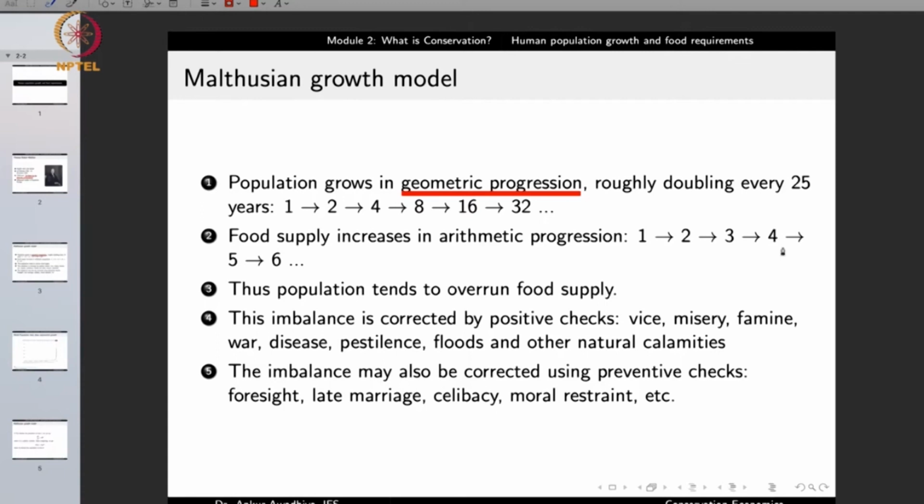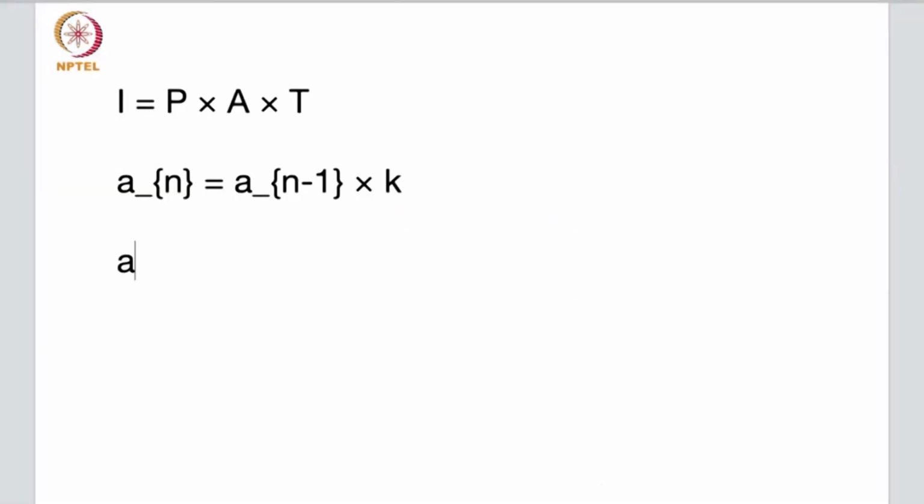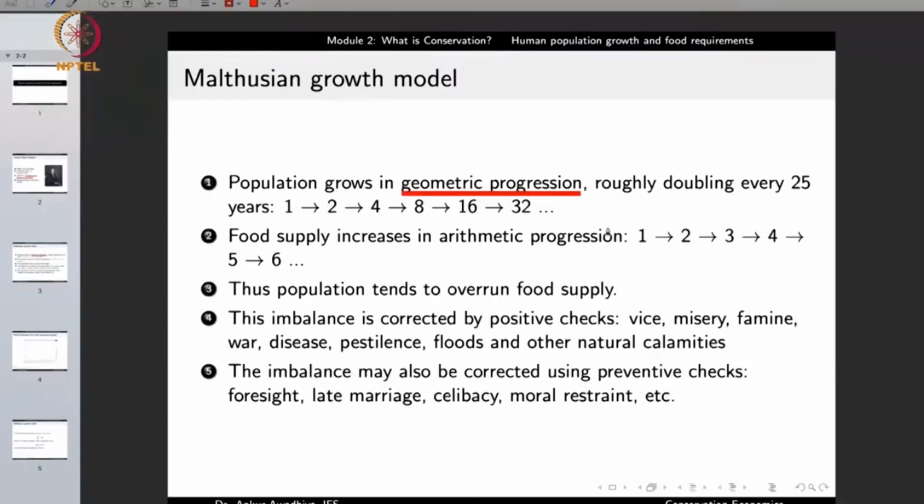And in the case of an arithmetic progression, we say that the nth term of the series is equal to the (n-1)th term plus a constant k. So if you subtract the (n-1)th term from the nth term, you will get a constant, which is k. And in this case, what Malthus is observing is that this k is equal to 1. So 1 plus 1 is 2, 2 plus 1 is 3, 3 plus 1 is 4, 4 plus 1 is 5, and so on. Now, in such a scenario, in a very short period of time, the population will increase to such an extent that it will overrun the food supply, which means that in a very short period of time, there will be no longer sufficient food available for everybody.